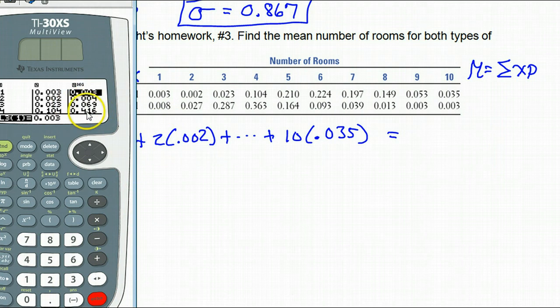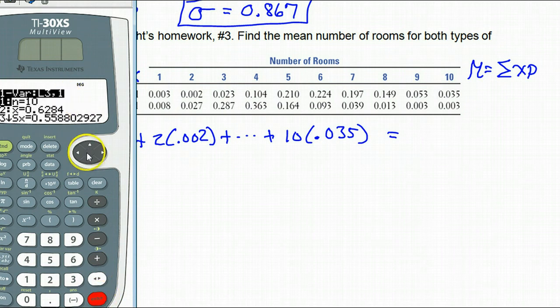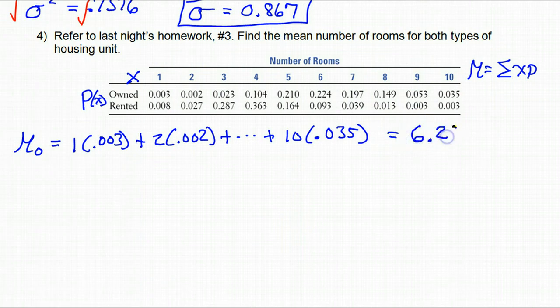X times p, x times p, x times p. Now we need the sum of all the xp's. So I like to quit out of this first, and then second data, one variable statistics. Make sure it's list 3, enter, enter, enter, and scroll down to item number 5. That's the sum. So 6.284, that's the mean of the owned units.